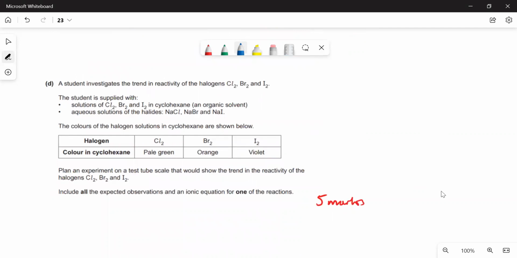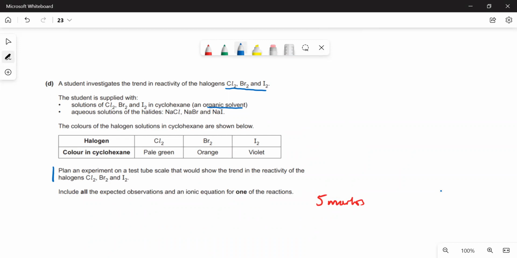Okay, so this is investigating a trend in reactivity of the halogens, chlorine, bromine, and iodine, and they are dissolved in cyclohexane, which is an organic solvent. And we've got aqueous solutions of the halides: sodium chloride, sodium bromide, sodium iodide. We're going to plan an experiment on a test tube scale that would show the trend in the reactivity of the halogens. Okay, so we're going to do this by looking at displacement reactions.